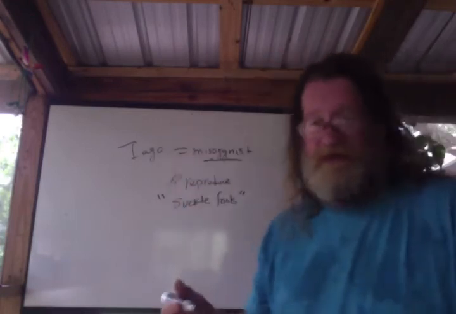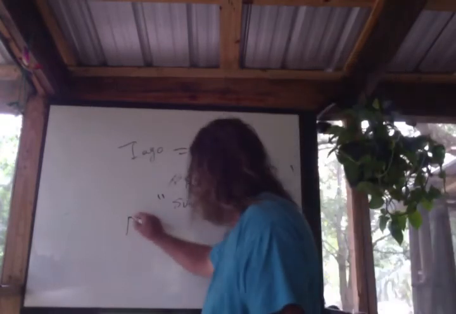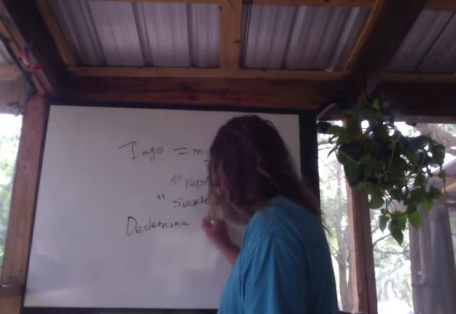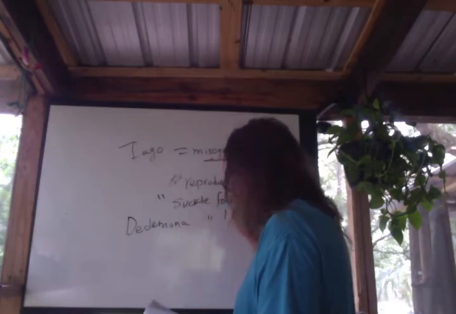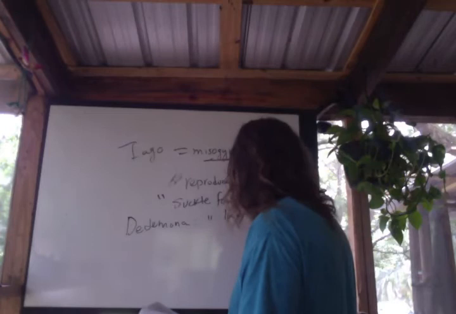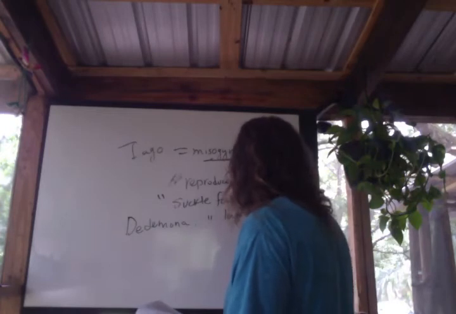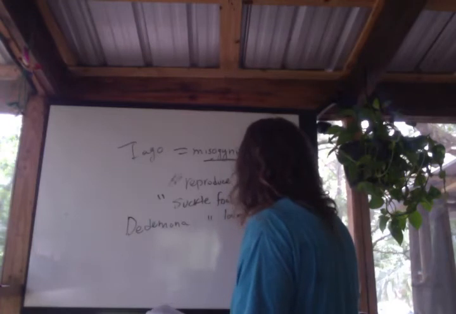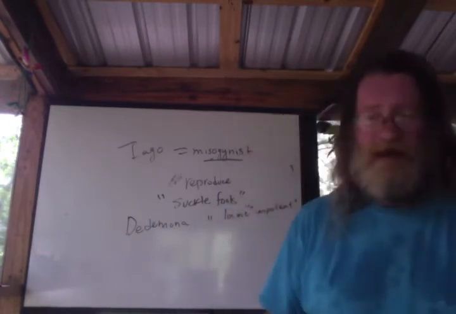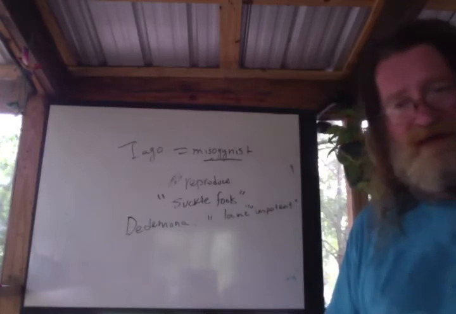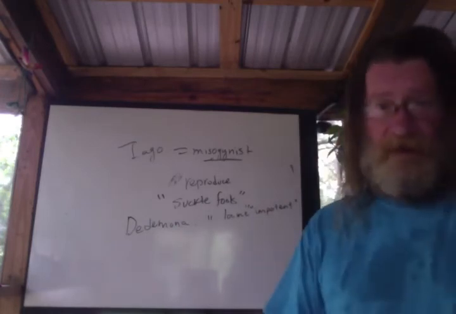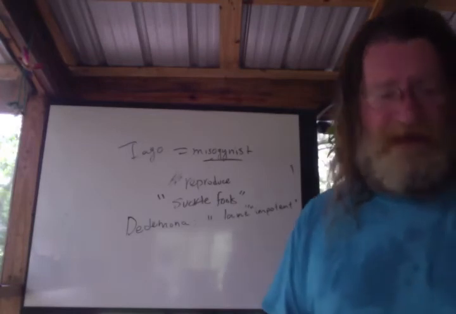And then Desdemona calls him lame and impotent. Lame and impotent. So he's wounded and he can't get it up. He has ED, apparently, is what she's saying to him. It's an insult.